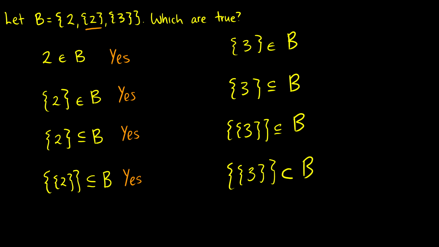Okay. Next question, is the set containing 3 an element of B? Well, let's take a look here. We see the set containing 3 is an element of B, so the answer is yes.